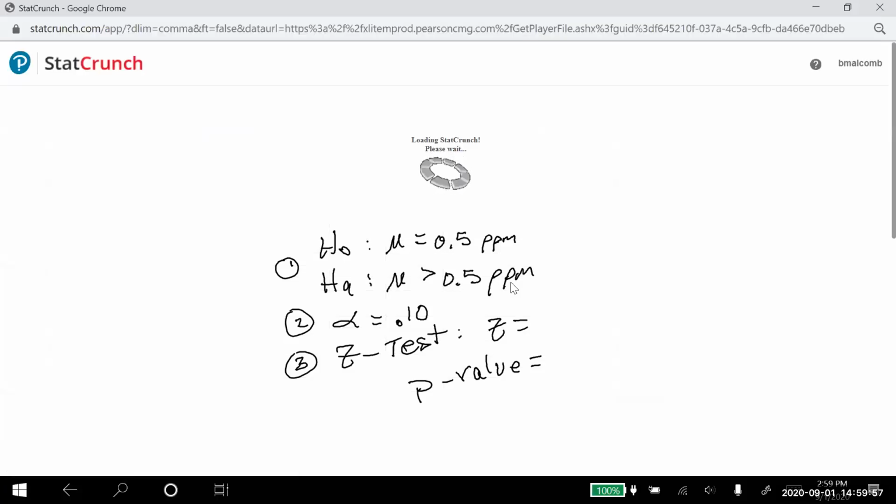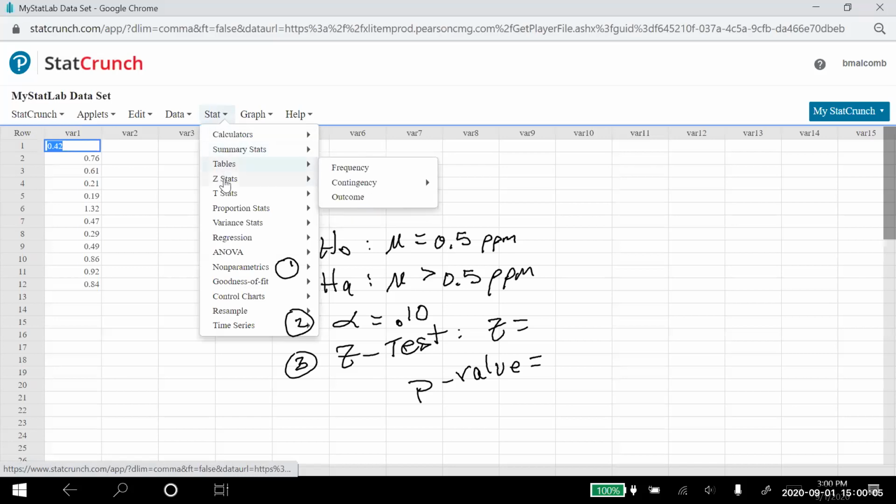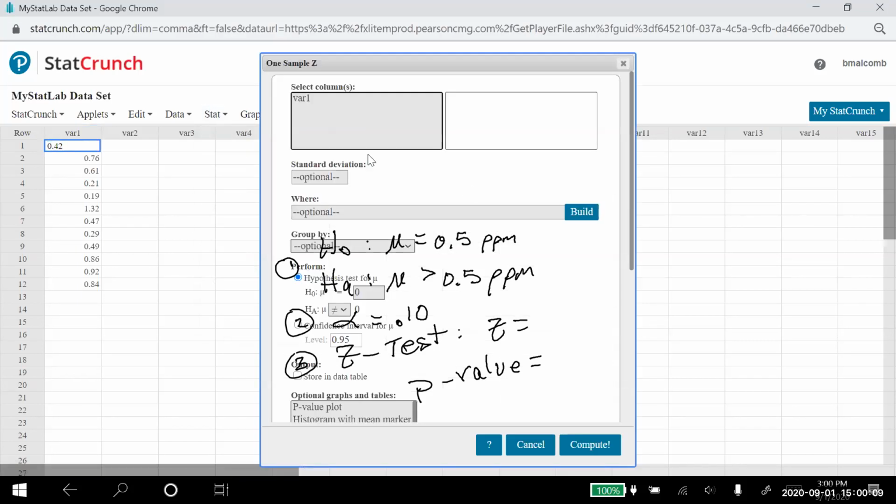So if I want the data populated for me, it'll do that for me. So there's all my data. Now I go into Stat, Z Stat, One Sample with data this time. Where's my data? Oh, it's in variable 1. So I click there. What's the standard deviation? Well, the standard deviation was 0.44.